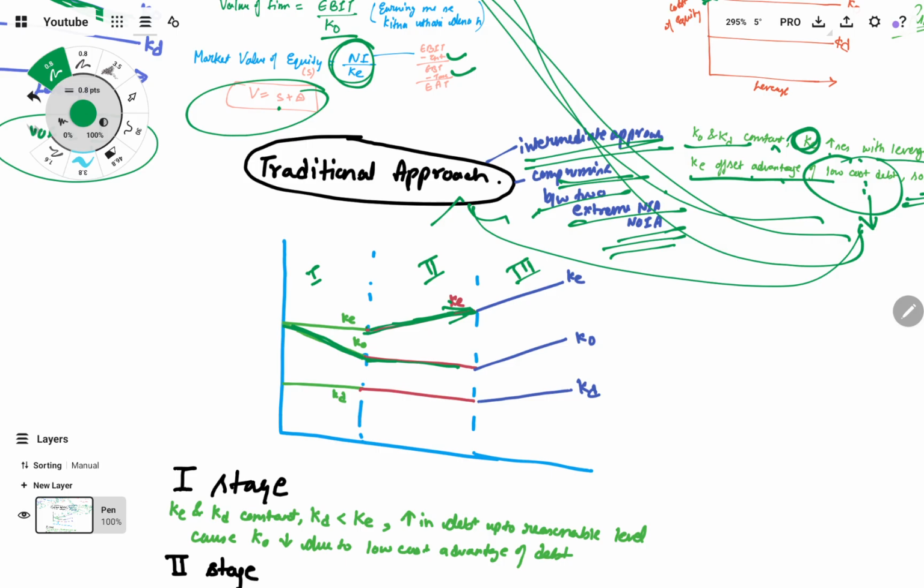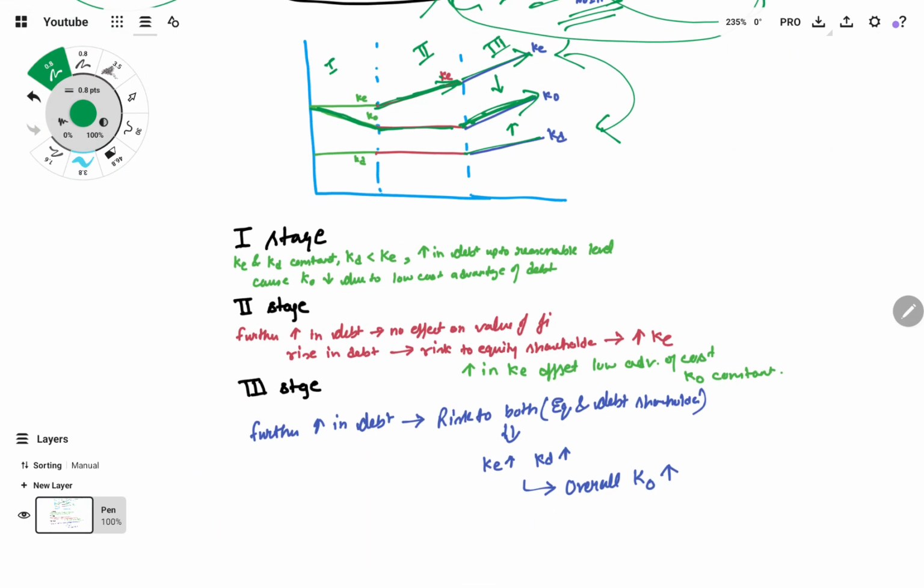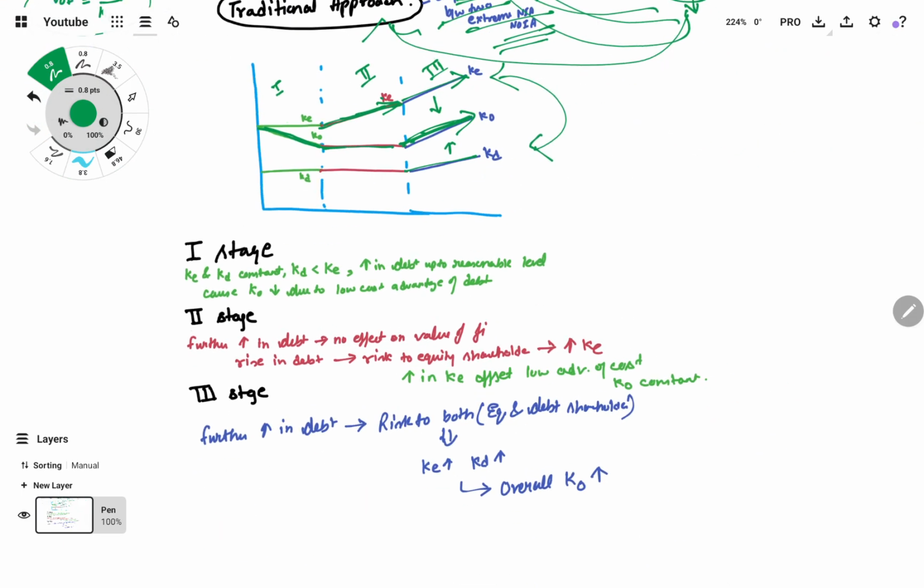And in the third stage, if you are taking further debt, then the cost of debt is also increased, the cost of equity is also increased, and because of this combination your cost of capital is also increased. Okay, now I told you by diagram, so let's understand these points.